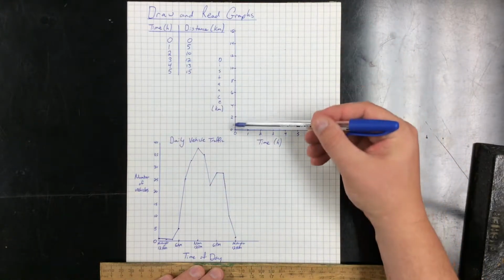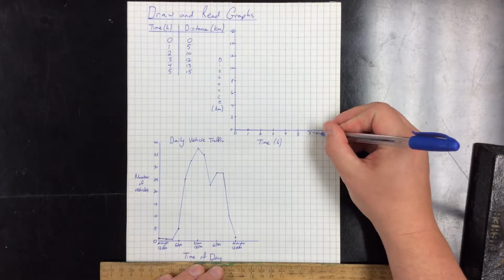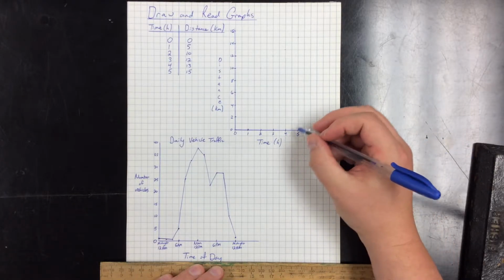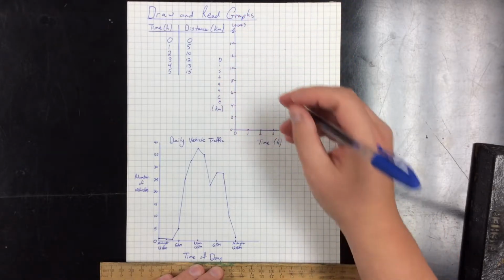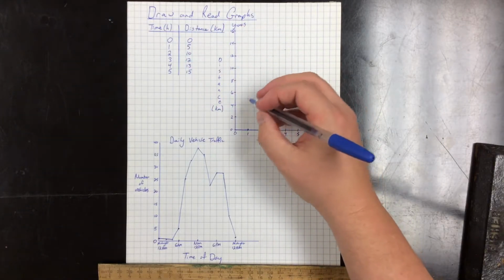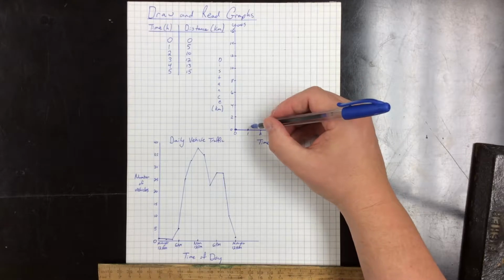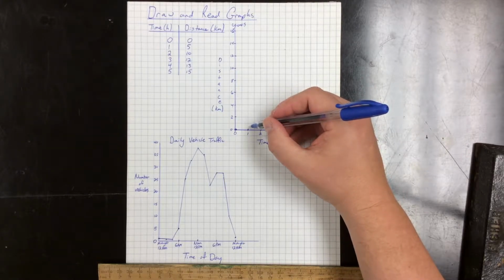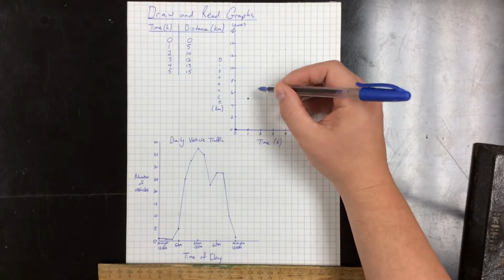So we're going to take a graph. I've already drawn and labeled the axes. On the x-axis I put time in hours, and on the y-axis I've got distance in kilometers. And we're going to start by just plotting these on. So I can go 0 and 0, right down at the origin. 1 hour, and he went 5 kilometers, so it's going to go there.